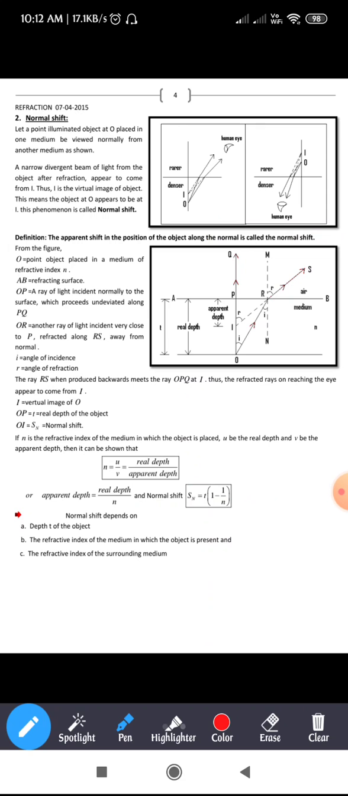One second, I'll just conclude it. When you place the object in the denser medium and see it from the rarer medium, the object appears to be much closer. It is actually far, but for us it appears very close. Similarly, when the object is placed in the rarer medium and is seen from the denser medium, even though it is placed very close to him, it appears to be placed very far from him. This shift in the position is called the normal shift.